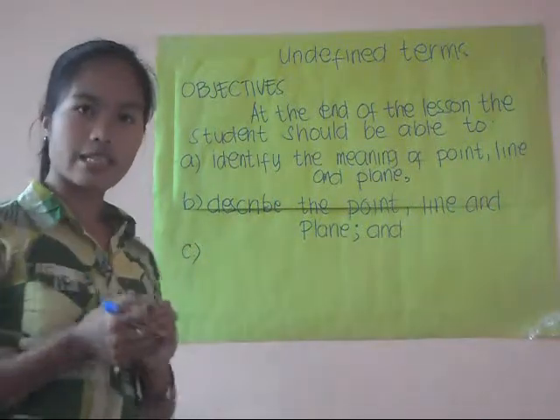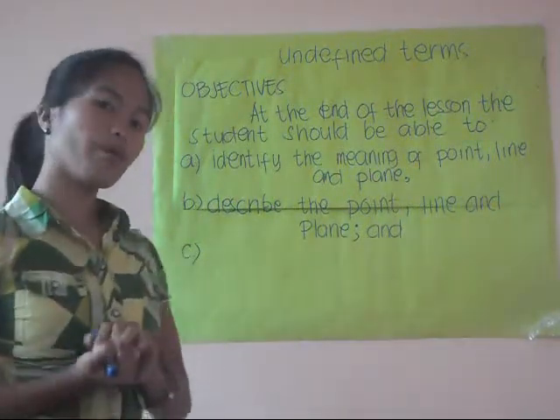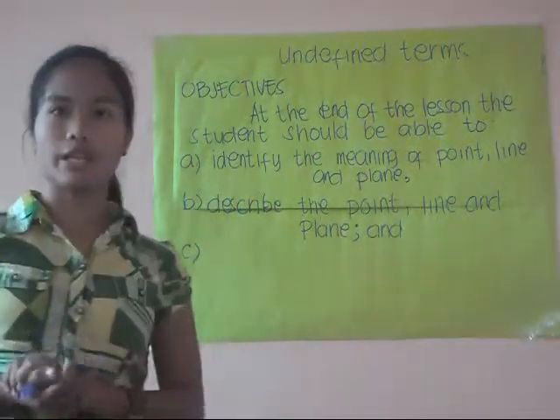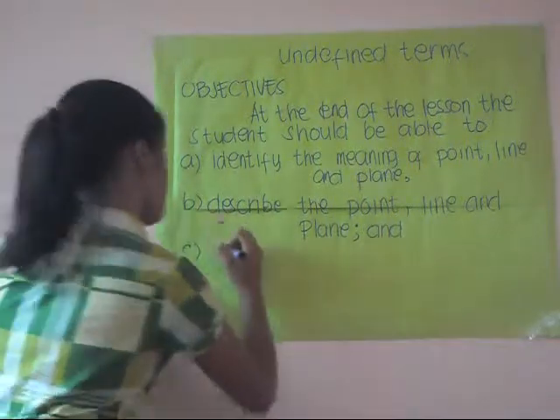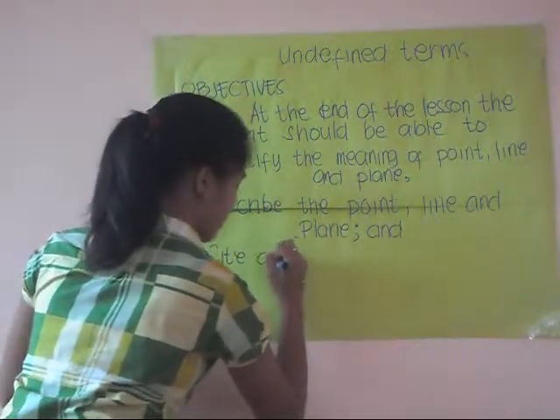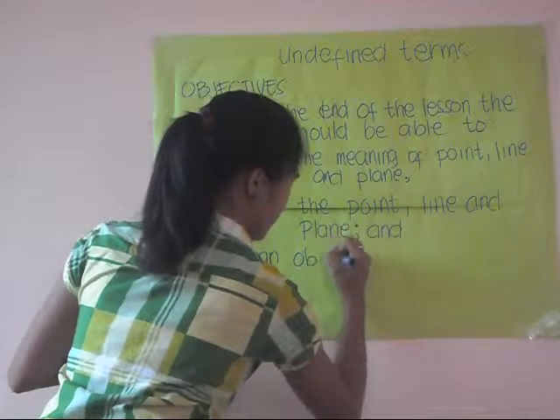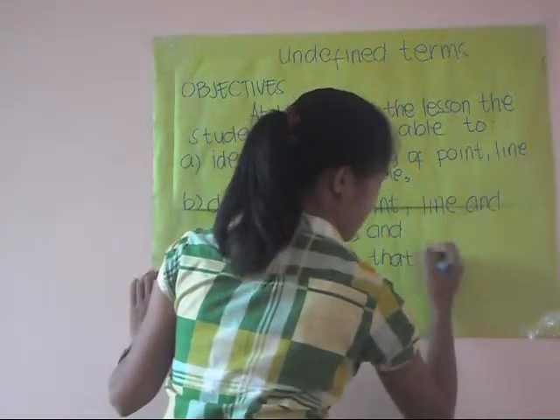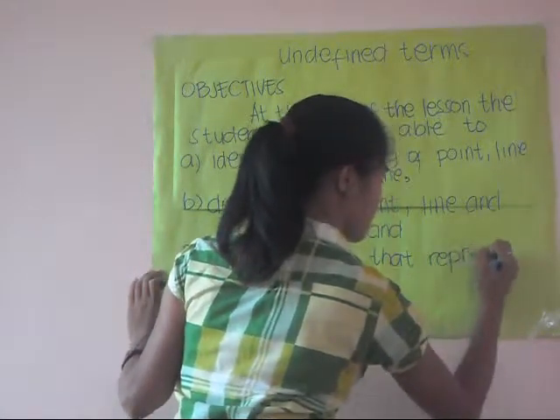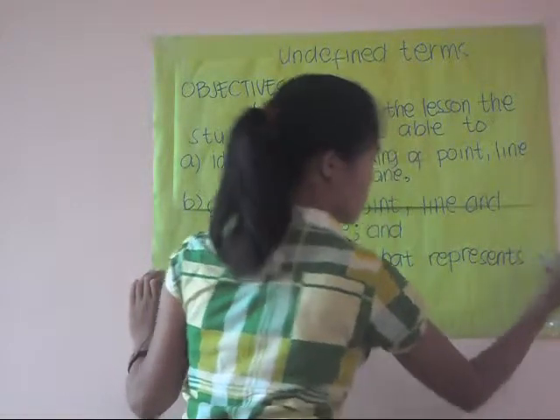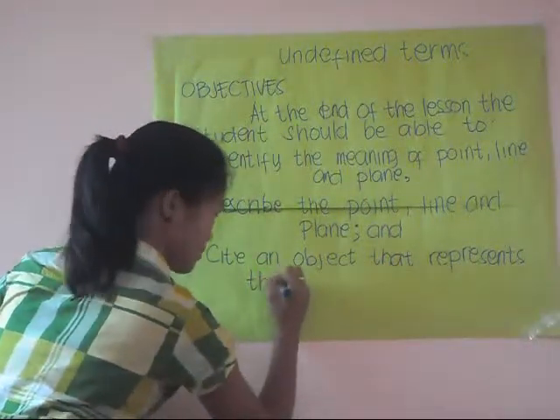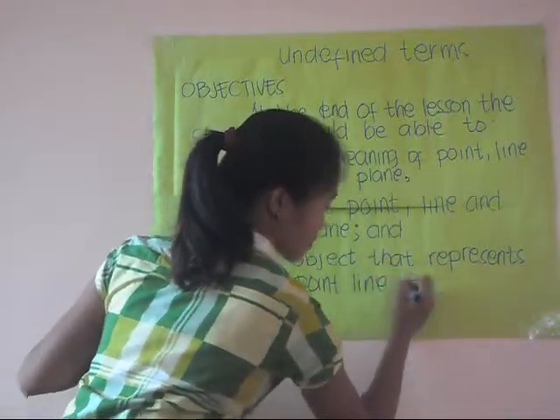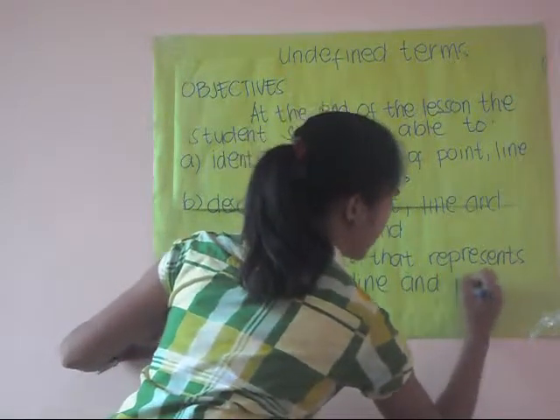Then the last is the psychomotor domain. The word we use is cite, to apply the undefined terms in real life. So, cite an object that represents the point, line, and plane.